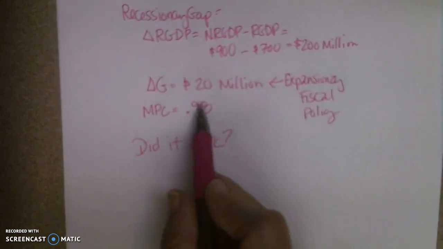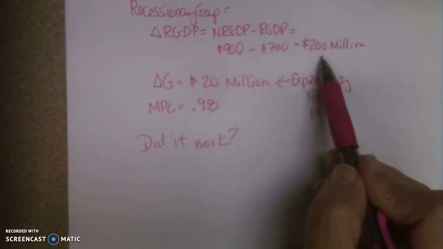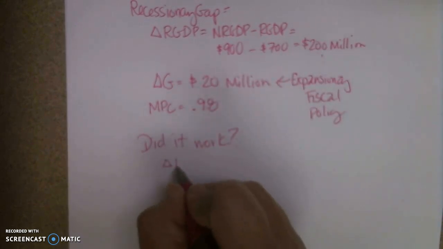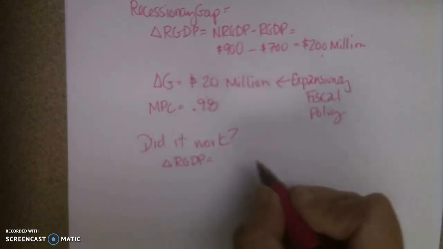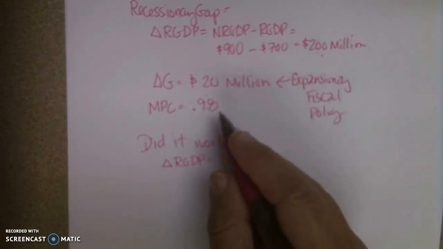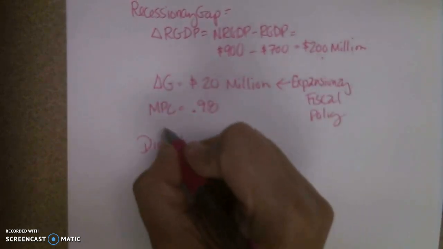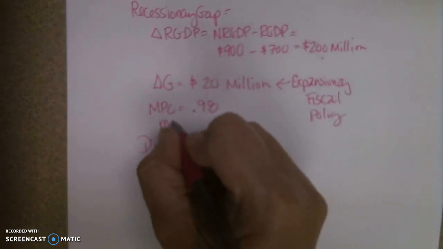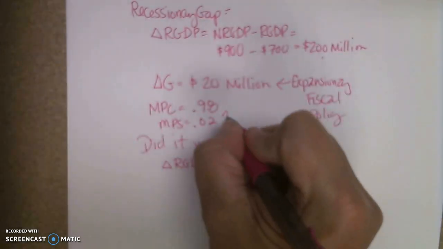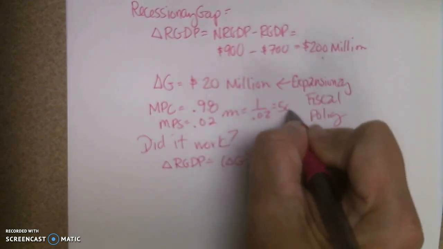So if I just use these two numbers, I can tell what the change in real GDP is going to be. Now I need my change in real GDP to be 200 million, correct? So let's just do it real quick. Change in real GDP equals the change in government spending is all we're going to put there, because it would be the total spending, but all we have is government spending times the multiplier. So what I need to do is get my multiplier. If I have an MPC of 0.98, my MPS is 0.02, correct? So then my multiplier is going to be 1 over 0.02, which is going to give me 50.